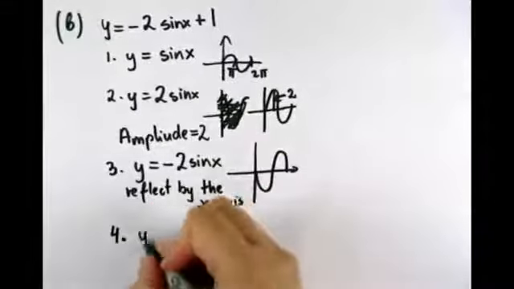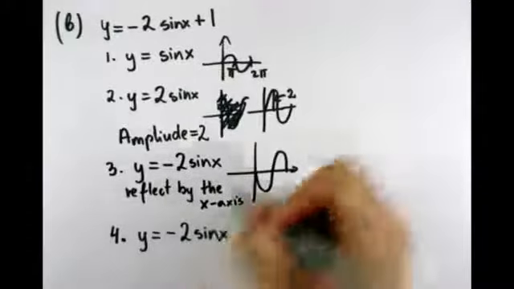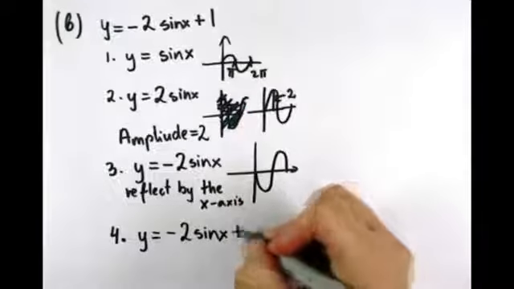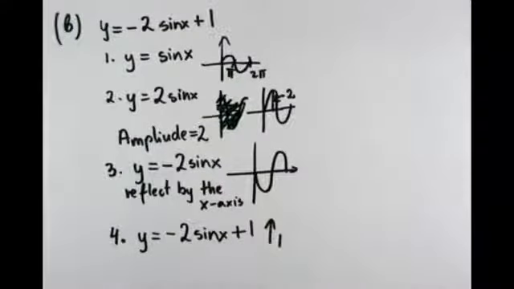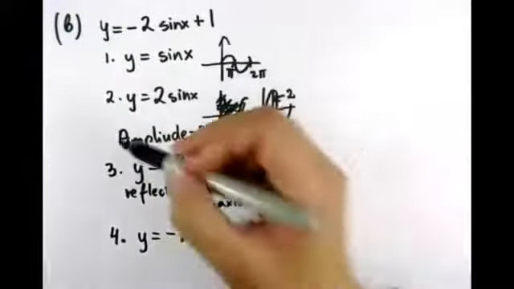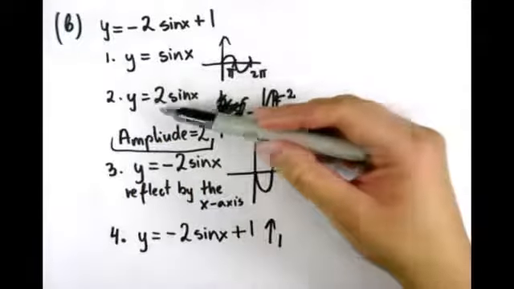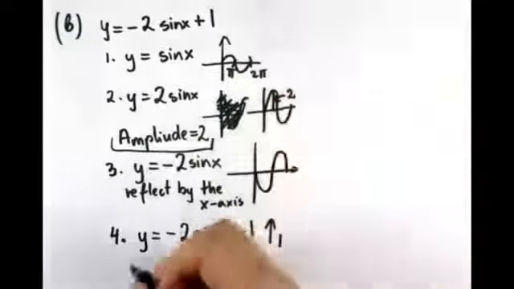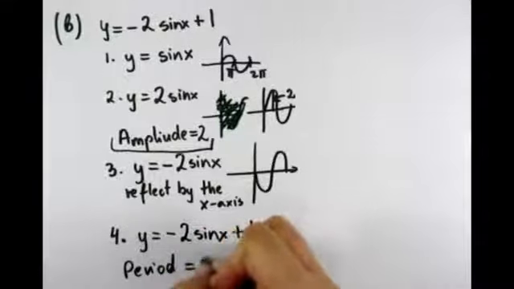And then we have 4. We have y is equal to minus 2 sine x, and then we have plus 1. Plus 1 is the graph moved 1 unit up. But as you notice, the period didn't change. So the amplitude we got once we have vertical stretch, but the period didn't change. So the period is still 2 pi.